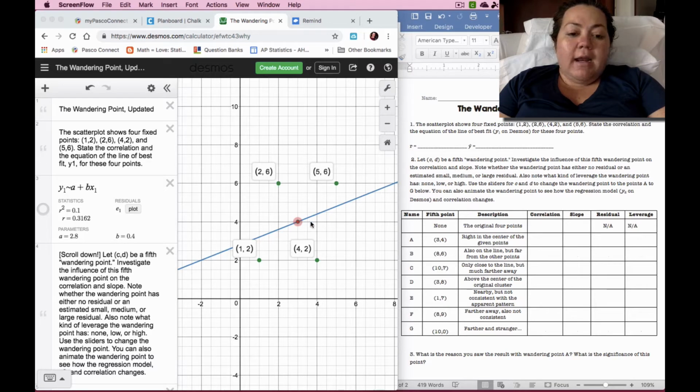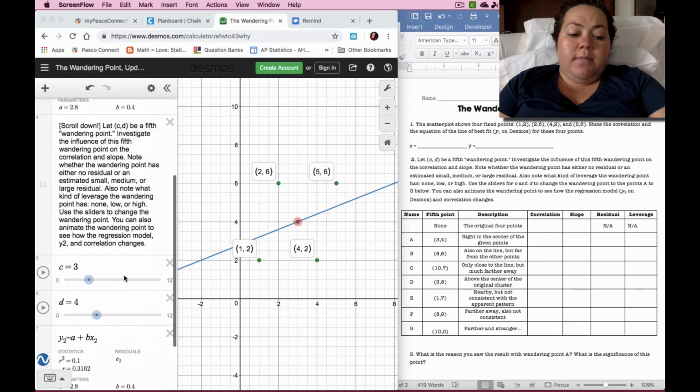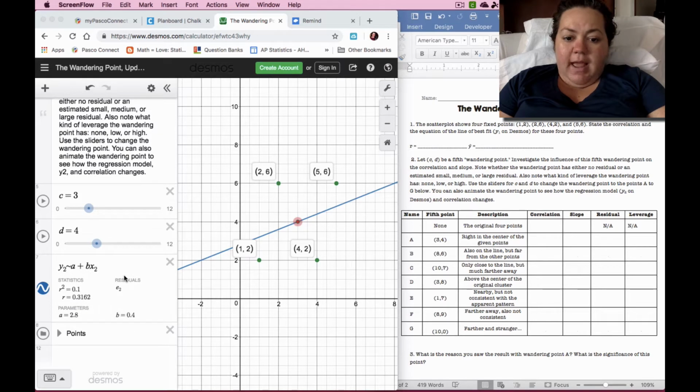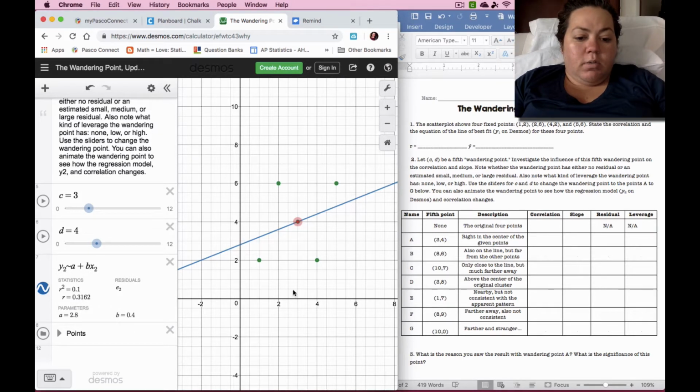All right, so now I'm going to add a new point, CD, as a 5th point, and see what adding that 1 point does. So (3, 4) is this red point here. If I add that in, again, it says it is right in the center of the given points. So it's already on my line of best fit, so it's not going to change anything. My correlation is going to stay the same, 0.3162. My slope is going to be 0.4. My residual is actually going to be 0.